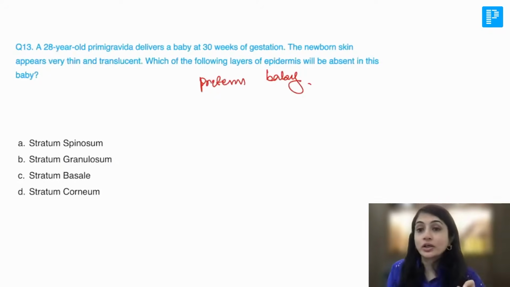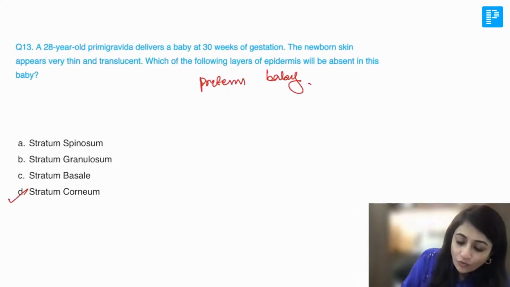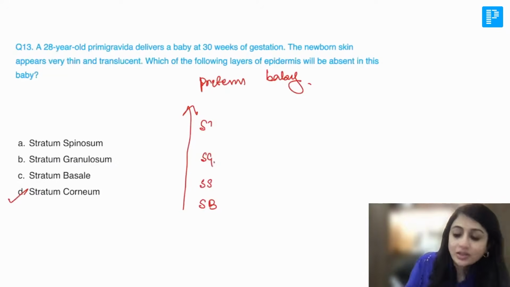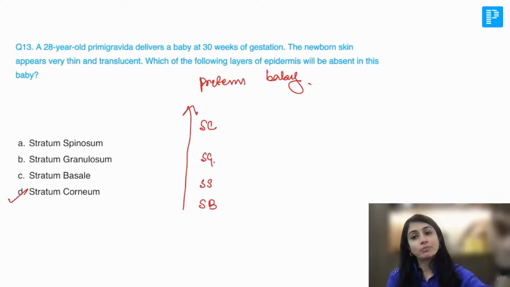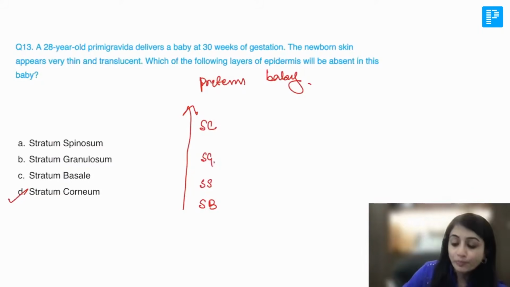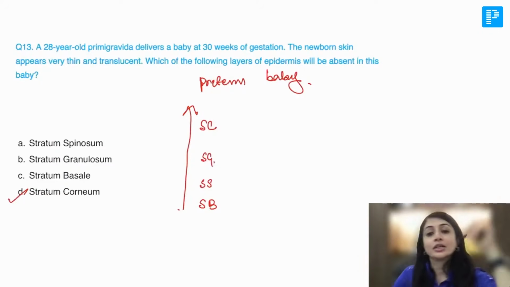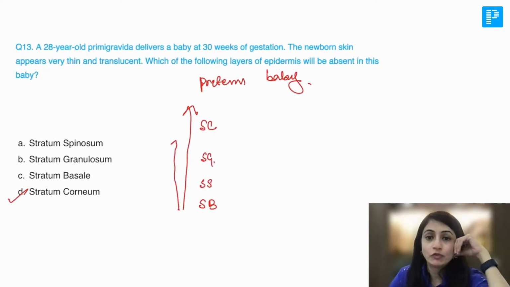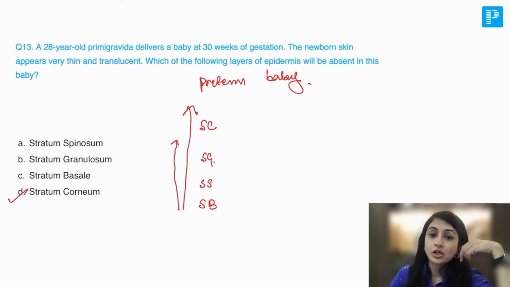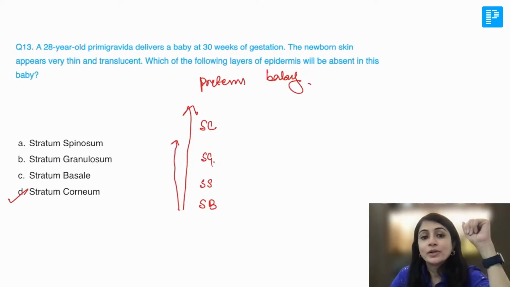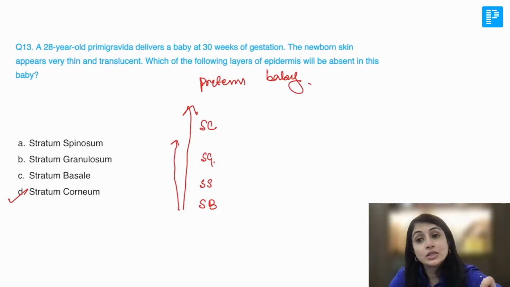It is stratum corneum because my skin forms like this from stratum basale, stratum spinosum, stratum granulosum, and stratum corneum. So my stratum corneum is the last layer to form. Stratum basale is the germinative layer from which my epidermis forms. So if a baby is born preterm, it will stop there, and so the stratum corneum will not have been formed, and that is why the skin will appear thin and translucent. Okay, so the layer which will be absent in a preterm baby would be stratum corneum, right?